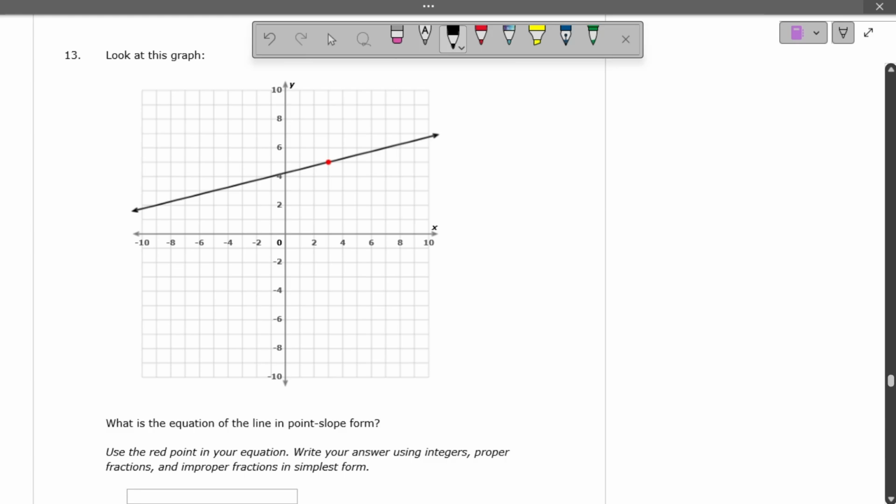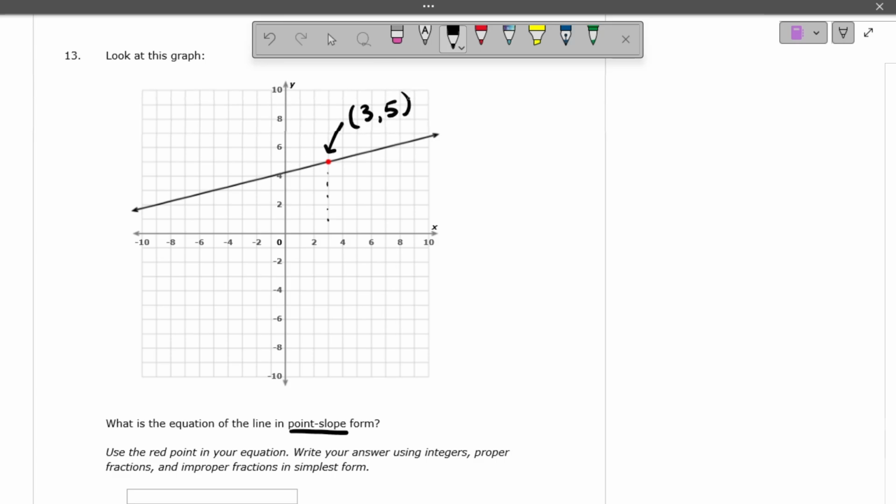All right, 13. This time we get a graph again. Looking at our graph, what is the equation of the line in point slope form? So I see a little red dot here already. Let's identify this point that they're giving us. So we're going to go over and up and see what our x value is. Looking at our x value, it looks like that'll be 3, comma, and then it looks like we're up by 5. So that point that they give us is 3, comma 5.